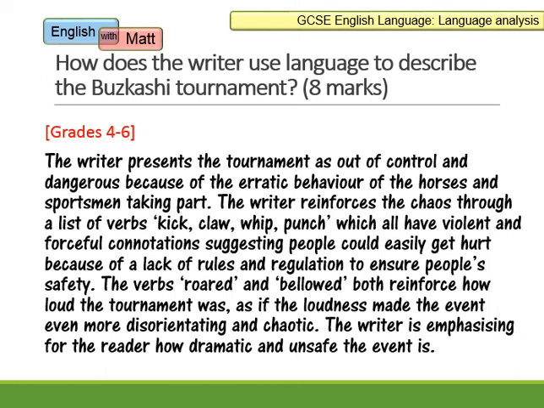people's safety. The verbs roared and bellowed both reinforce how loud the tournament was, as if the loud list made the event even more disorientating and chaotic. The writer is emphasising for the reader how dramatic and unsafe the event is. So I believe this would now get you somewhere in the middle of the mark scheme.